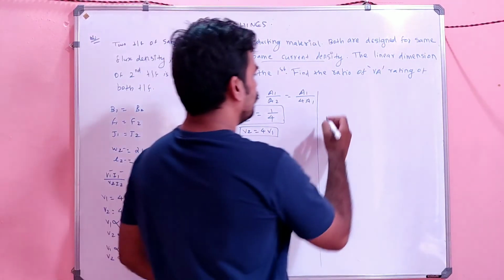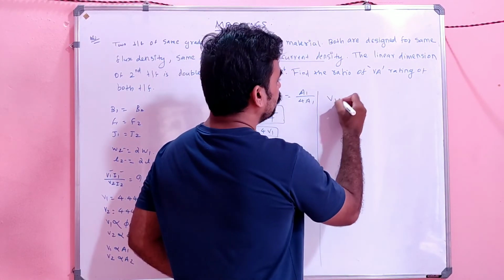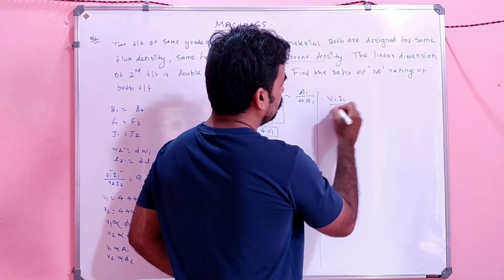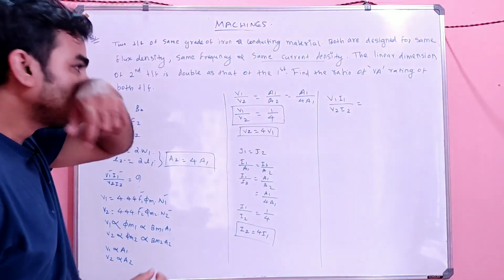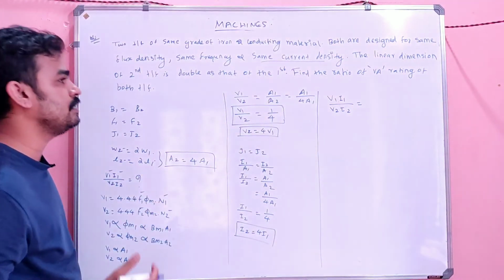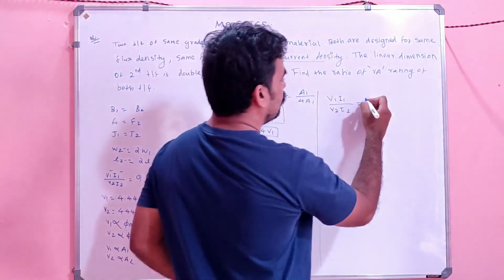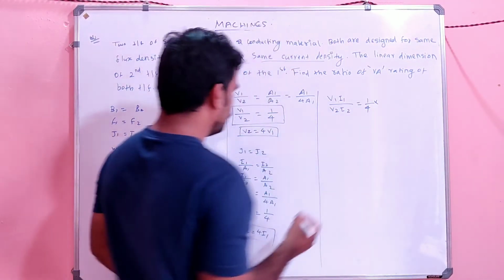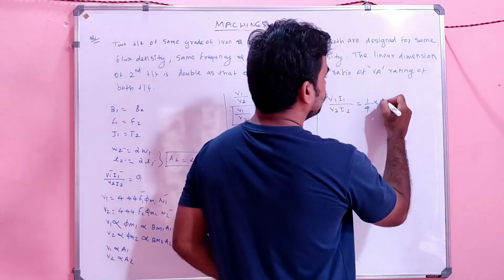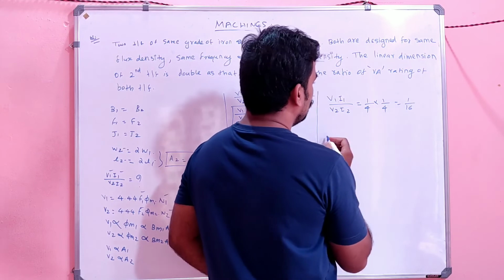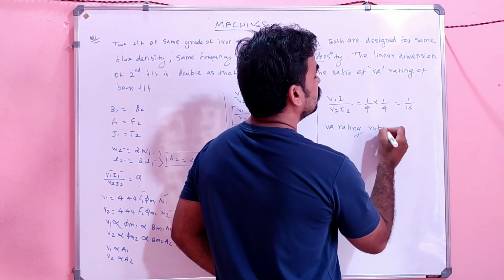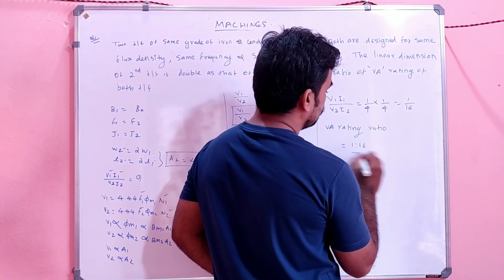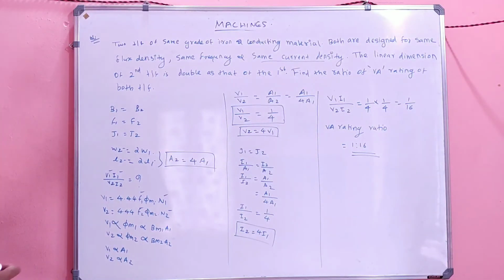So you have the volt-ampere rating, V1 I1 by V2 I2, equal to what? This is the ratio we have to find, right? So V1 by V2 is 1 by 4, and I1 by I2 is again 1 by 4. So the answer is 1 by 16. So the VA rating ratio is nothing but 1:16. That is the final answer.